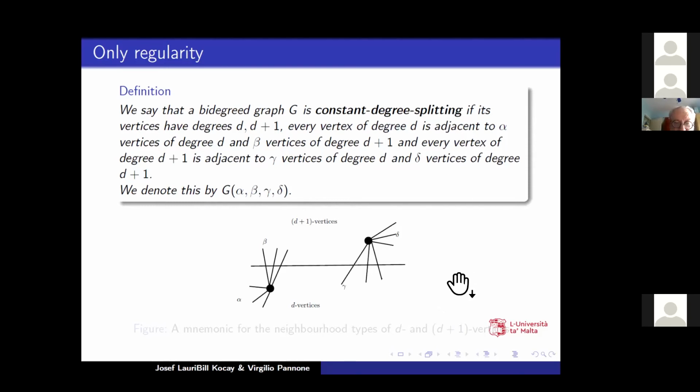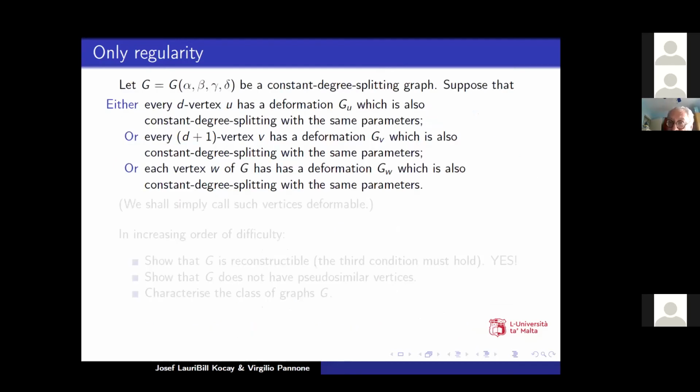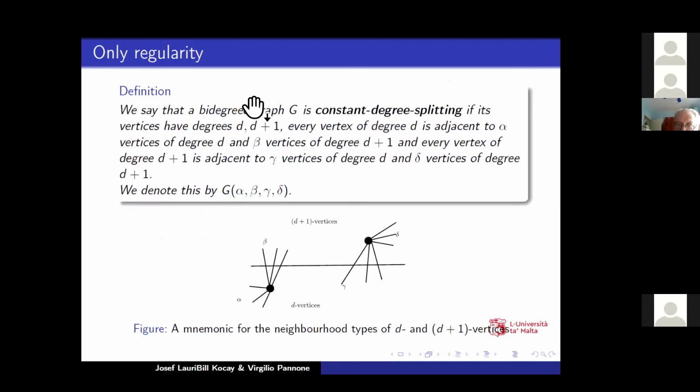Maybe found the best name for it. And this, I just use this diagram to remember this technique. Okay. All right. Now, only regularity, we translate those two earlier problems without invoking isomorphism. So let G be of this type.